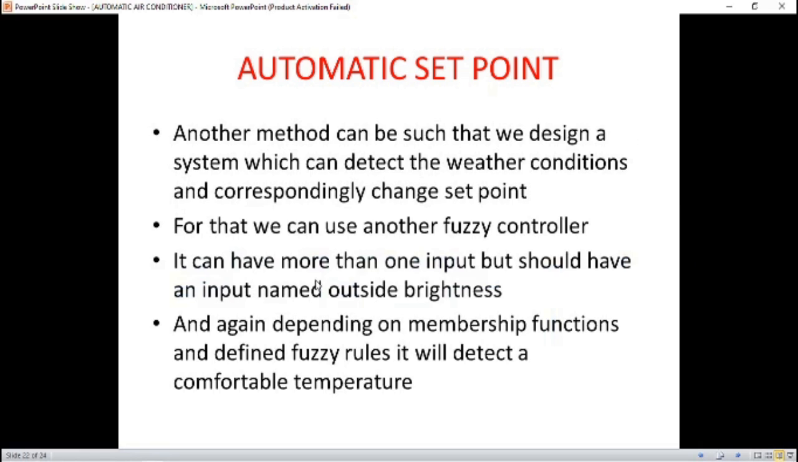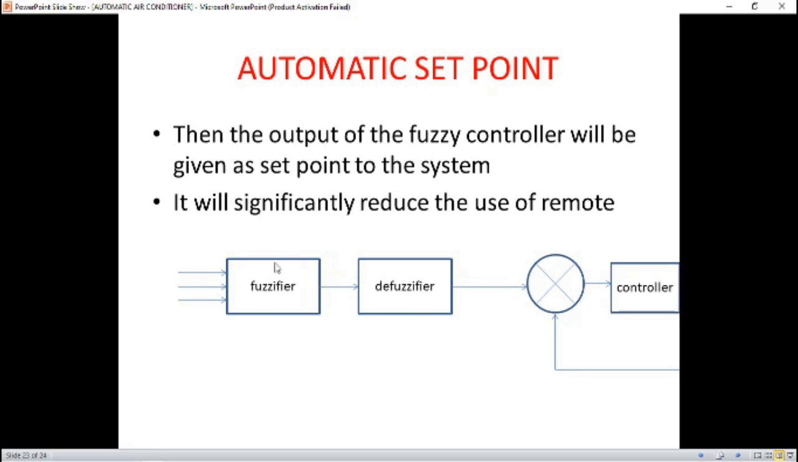Another method can be to design a system which can detect weather conditions and correspondingly change the set point. This is a very good method. What we need to do here is find out whether it's rainy season, summer, or winter going on, and correspondingly use another fuzzy controller. The diagram will be simply like this, and there we will require three input variables. Two input variables are temperature and relative humidity. The third input variable will be brightness, and we will place this brightness sensor outside the room so that it can capture the brightness and detect the season.